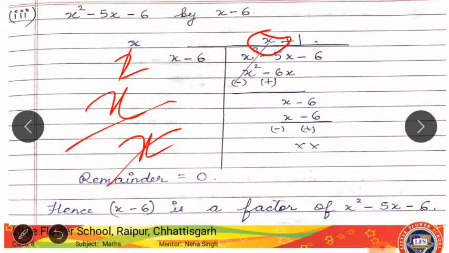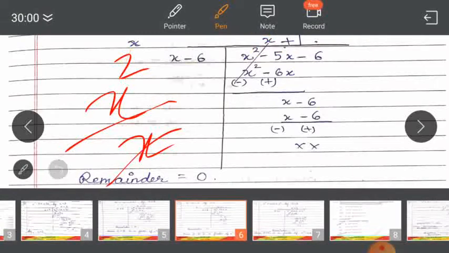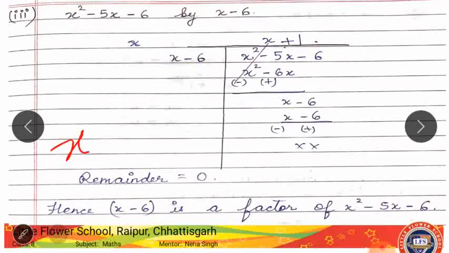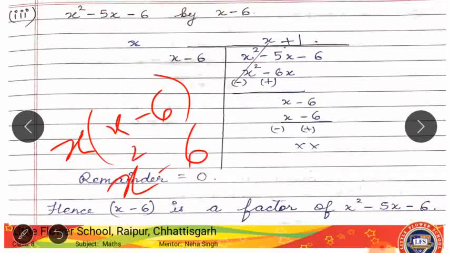So now the next step. From this step we got the first term of our quotient. The next step is I'll multiply that x with the divisor, x minus 6, so it will be x square minus 6x, right? x square minus 6x. So now after writing x square minus 6x, here we'll subtract. This x square is in plus sign and here it is in minus sign.